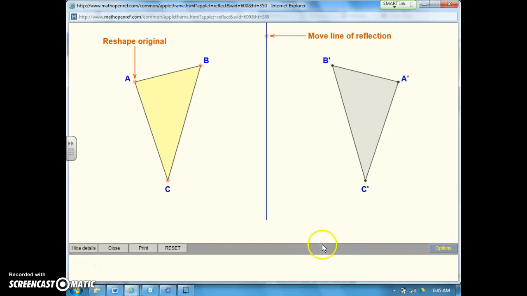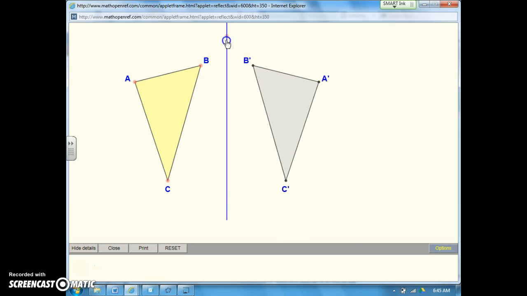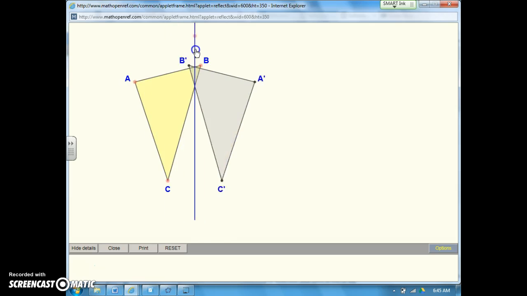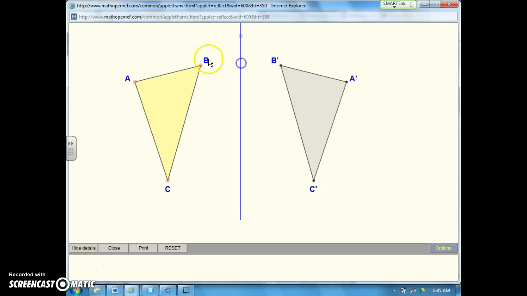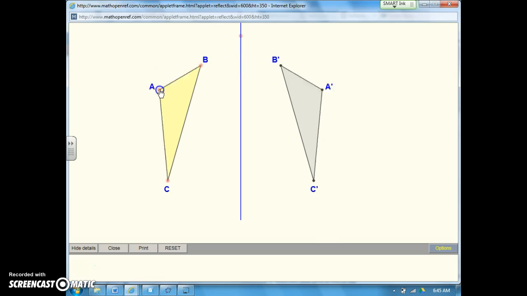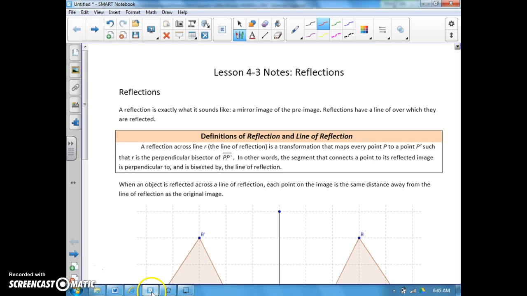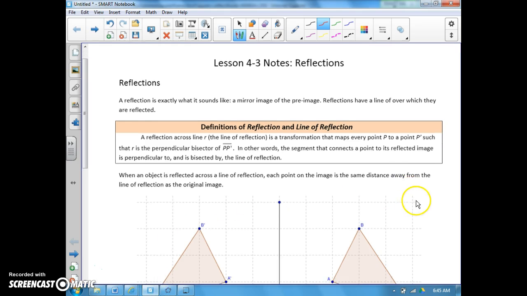Welcome to lesson 4.3. Today we are going to talk about reflections. And a reflection is simply that. It's an image that is reflected over a line of reflection. So if I move my line of reflection, as we see in this animation, then the image moves. If I change the pre-image, the image also moves. So let's take a look at our notes for today.